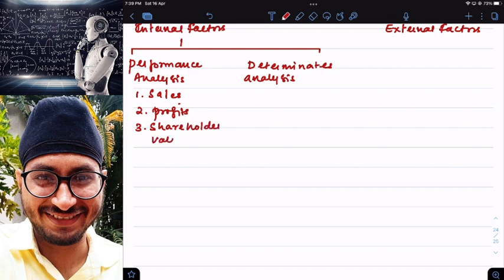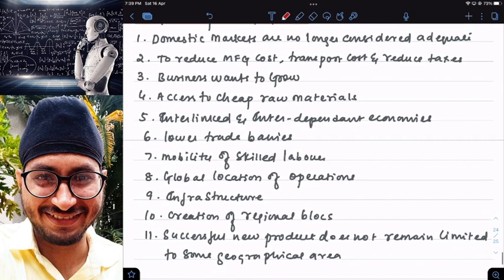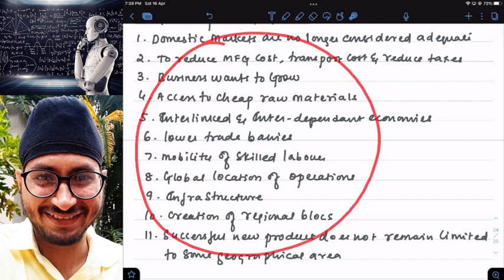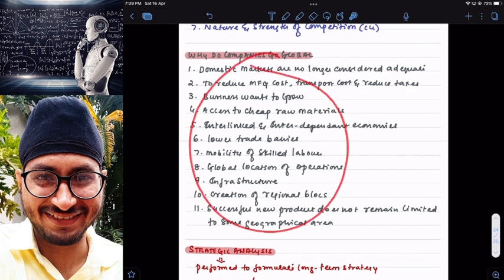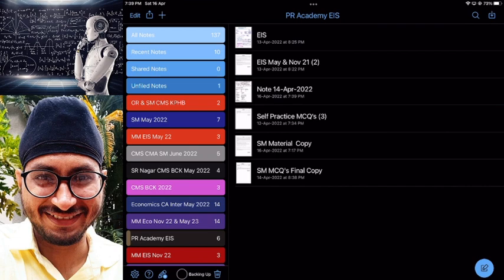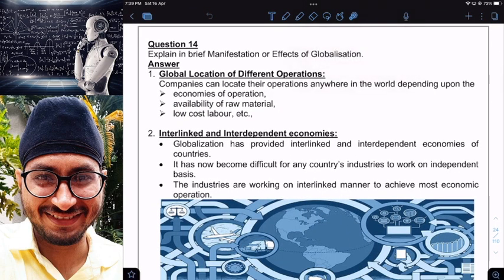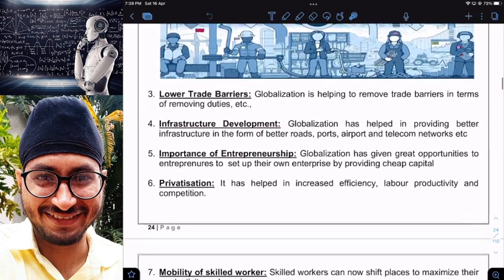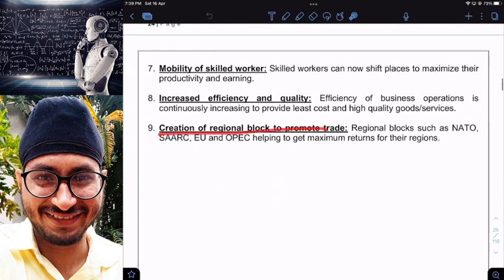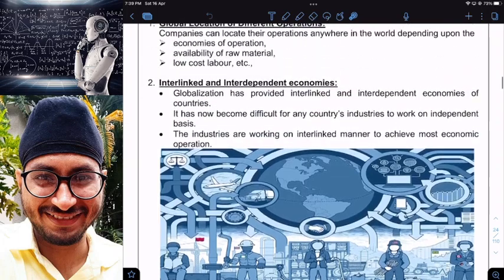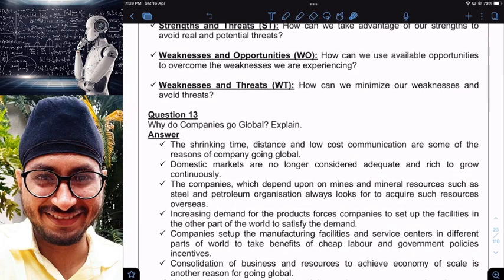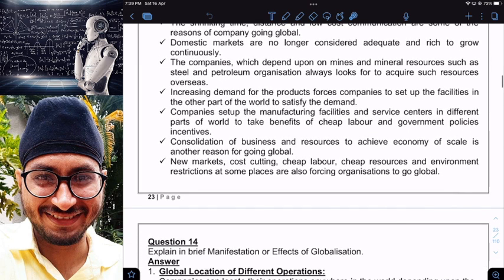Shareholder value means whether I am providing value to shareholders. Manifestation, I have written here only. Both the questions I have clubbed and written as one answer, on globalization. See here: global location of operations, interlinked and interdependent economies, lower trade barriers, infrastructure, creation of regional blocks. Questions 13 and 14, both I have clubbed and written together as a single answer so that it becomes easy to understand.